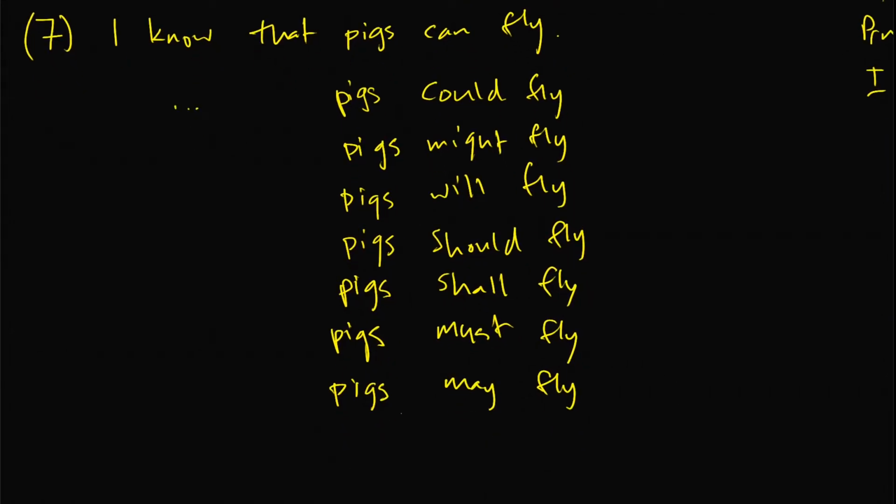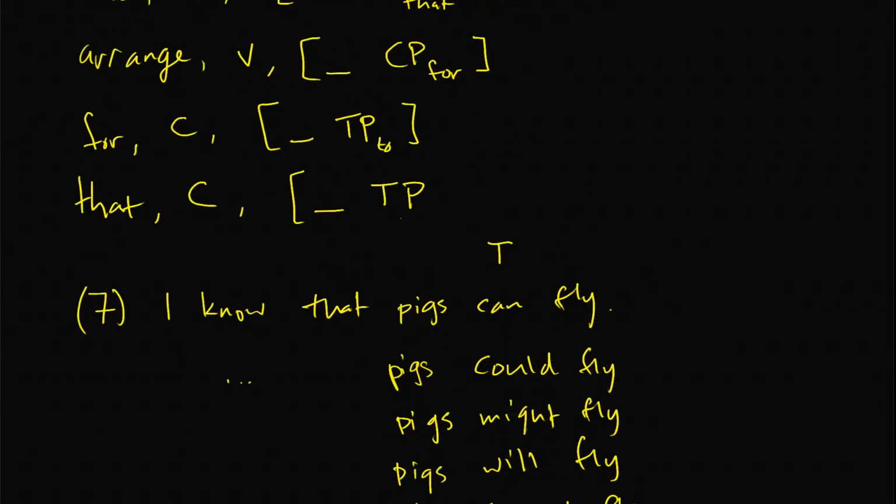In the present and past, T heads also work. I know that pigs flew, and I know that pigs present fly. So it almost looks like any kind of T head works here. So maybe we could just say that "that" is a complementizer that selects for just any kind of TP.